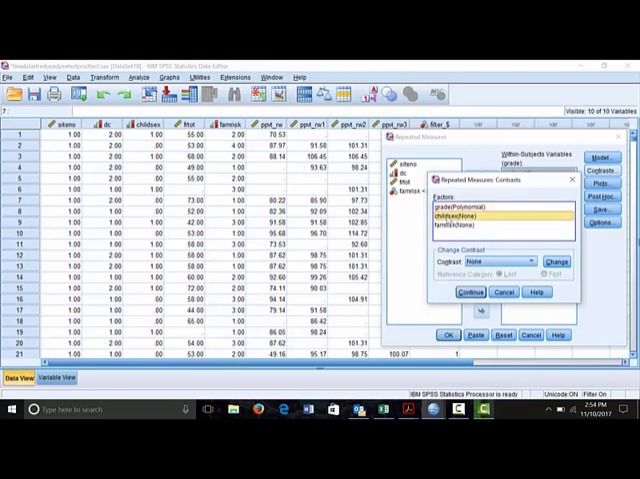We're going to get down. For child sex, there's only 2 levels, so we're not worried about it. For family risk, we might want a contrast, a simple contrast. So we click continue there.